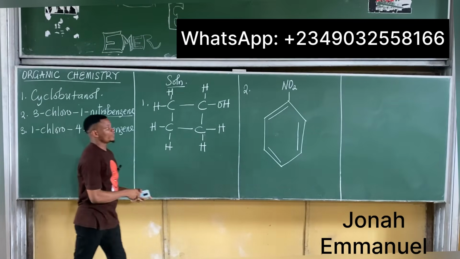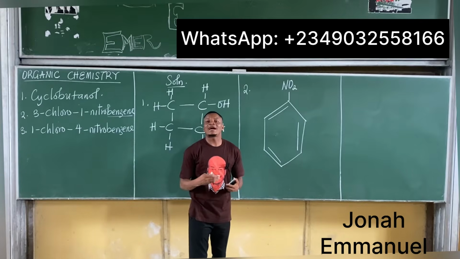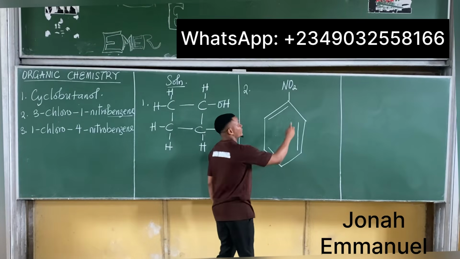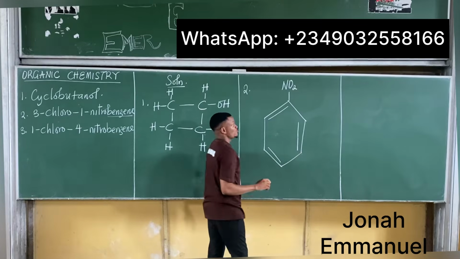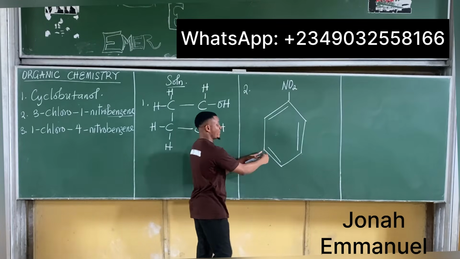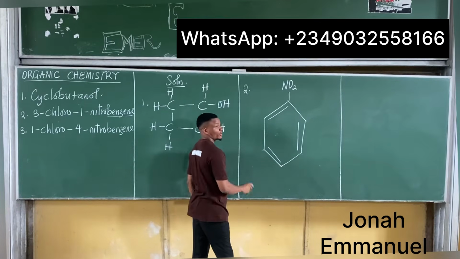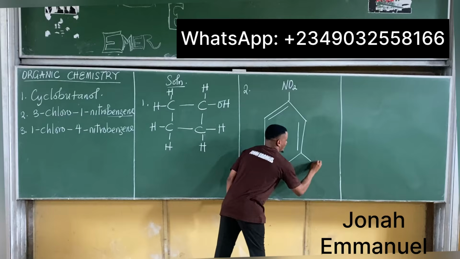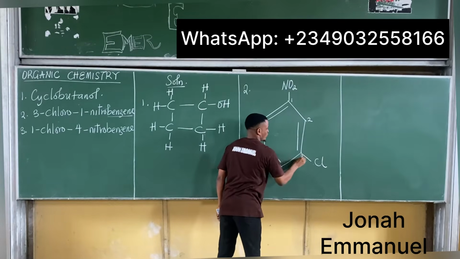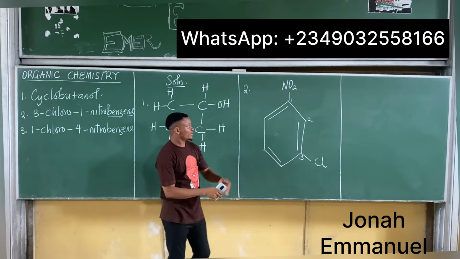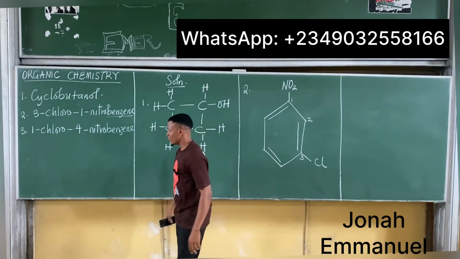3-chloro. So it means from here, count 3 and put chlorine. So it also depends on how you want to get your answer. You can choose to count from here: this is 1, 2, 3, and put chlorine here. It's correct. You can choose to do 1, 2, 3, and put chlorine here. You're correct. So whether you put the chlorine at this position or this position, it's correct. But I'm choosing mine here. So this now becomes position 1, 2, 3. So it becomes 3-chloro-1-nitrobenzene. That's all.